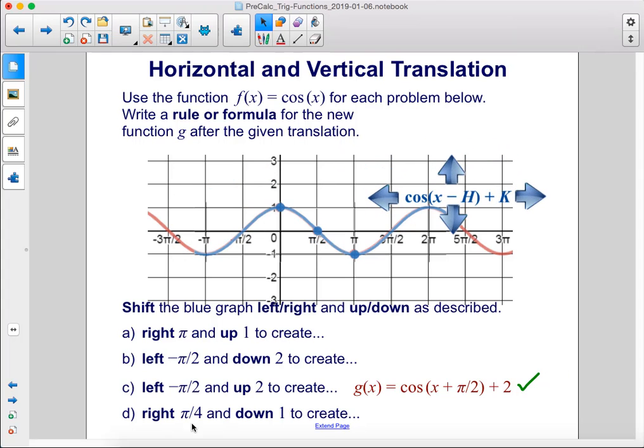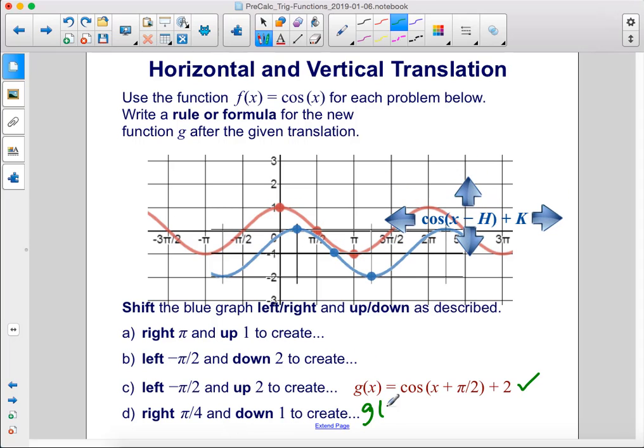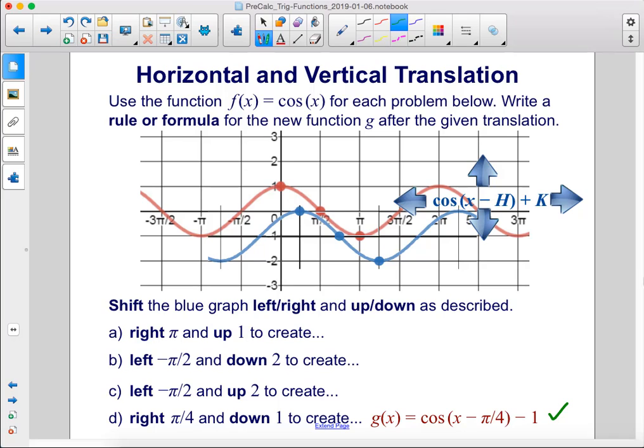We're going right pi over 4. So pi over 4 is half of one box. So I'm looking at this point. I'm going to move it just right there. And then down 1. The equation for this will be cosine of x minus pi over 4 since h is positive pi over 4. And then we move down 1. So minus 1.